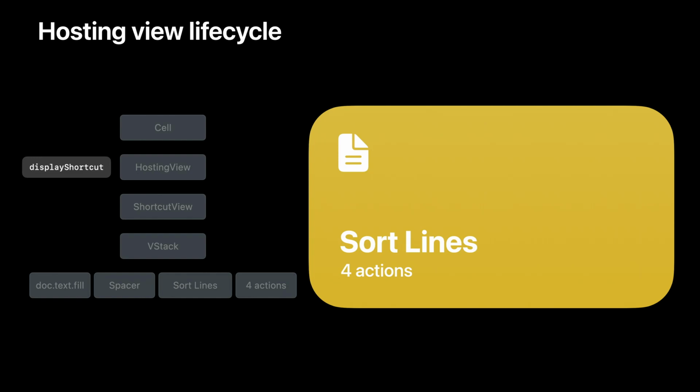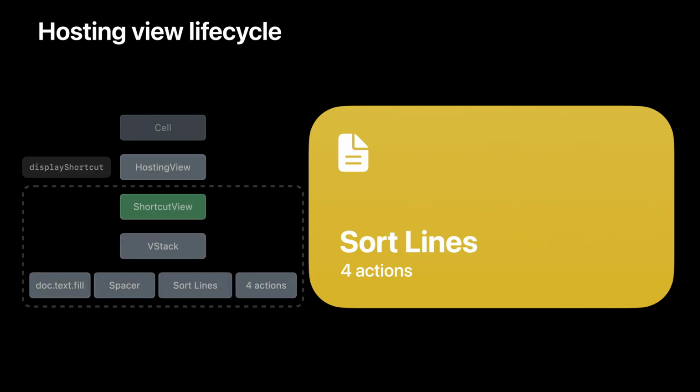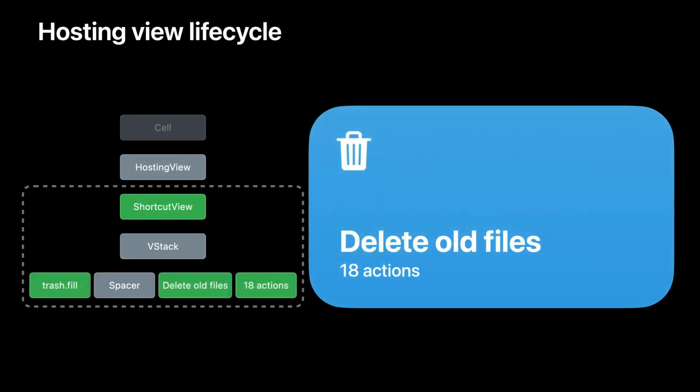If this cell is then scrolled off-screen, it will be potentially dequeued by the system and need to show a different shortcut. When this happens, a new shortcut view is created and given to the hosting view. Since the hosting view was already displaying a different shortcut view, it will reuse the overall structure of the view, including the VStack and the spacer, and only update the image, text, and background that changed. All right, next let's talk about layout and sizing.